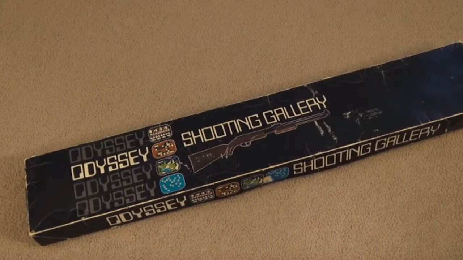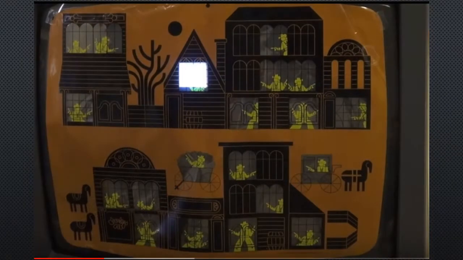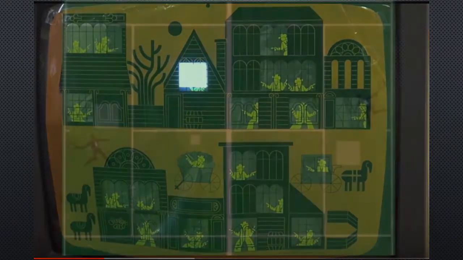On top of all this, they decided to make a gun. So they had a light gun for this awesome system, and this rifle that you would hold, you would shoot at the bad guys. And so let's see how you can actually play this rifle game here.